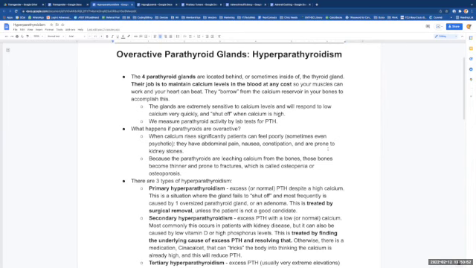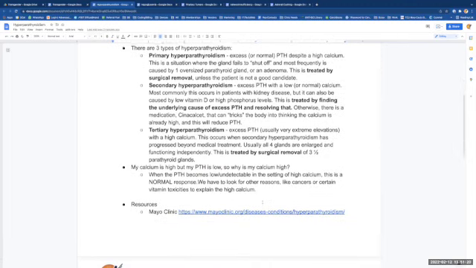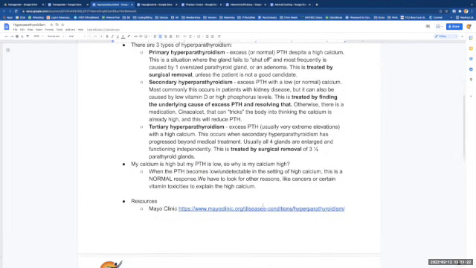Primary hyperparathyroidism is excess or even normal PTH despite having a high calcium. Remember, PTH should shut off immediately when there's high calcium. So a normal PTH is inappropriate when there's high calcium. This is a situation where the gland fails to shut off and most frequently is caused by an oversized parathyroid gland called an adenoma. This is treated by surgical removal unless the patient is not a safe candidate for surgery.